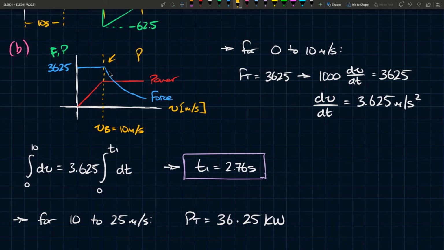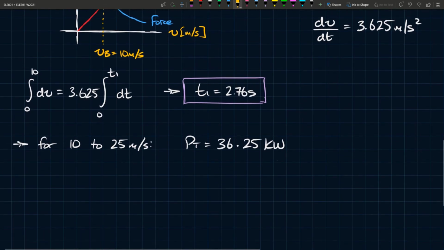So if we know in general that PT equals FT times V, and at VB, FT equals 3625, then the tractive power at that point must be the product of the base speed as well as the maximum tractive force, right? So that's where we get this from. So we say 10 times 3625, and we get this number here.